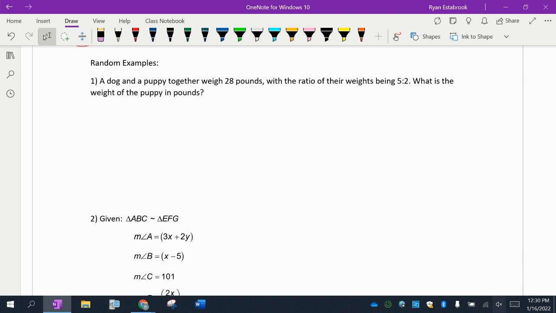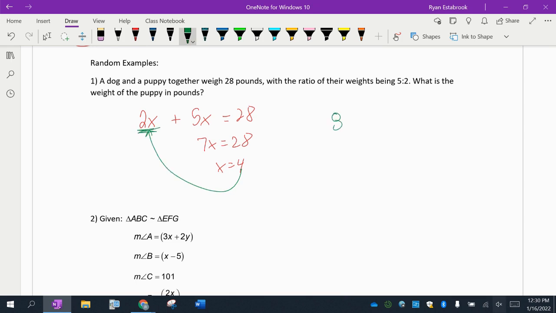So let's go ahead and take a look at this one. A dog and a puppy together weigh 28 pounds with the ratio of their weights being 5 to 2. What is the weight of the puppy in pounds? So the puppy is going to be 2x. The dog is going to be 5x. Together, they add up to 28 pounds. 7x equals 28. X equals 4. That doesn't mean the puppy weighs 4 pounds. You're going to plug that back in for our puppy expression, and the puppy is going to weigh 8 pounds.